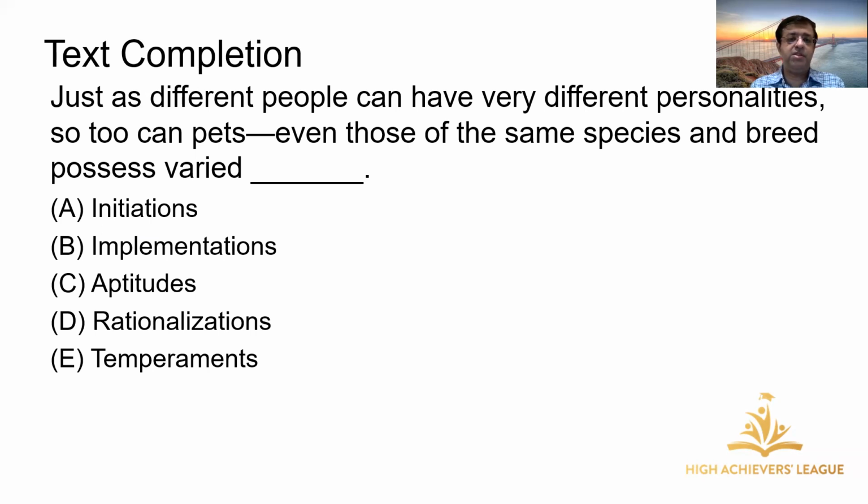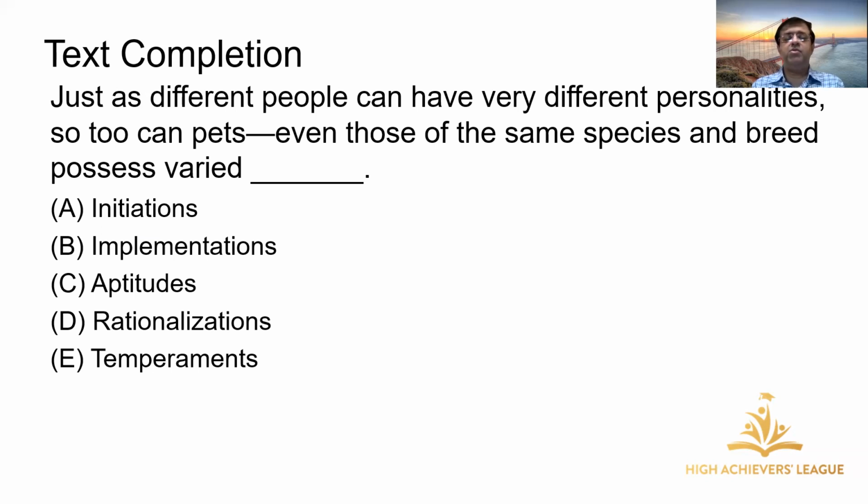Initiation. Can the answer be initiation? No, you can eliminate that. That's because we decided that we are going to have a word here which resembles personalities. Can we have implementation? No, because implementation means to start something. Aptitude? Maybe. Let's keep it there. Rationalizations. So rationalization means to talk sense, to have a logical thought process or conversation. So we can eliminate D as well. And temperaments means, again, personalities.